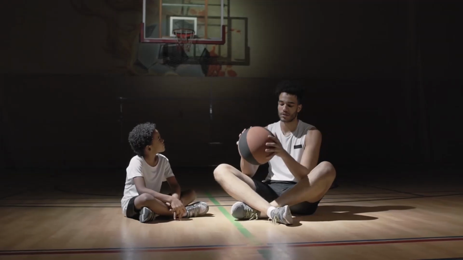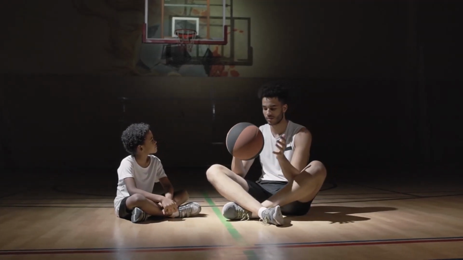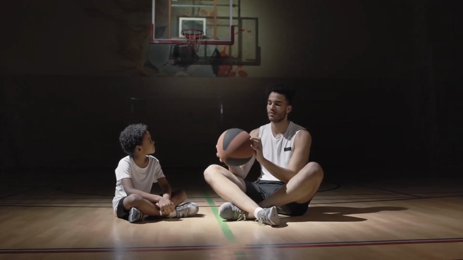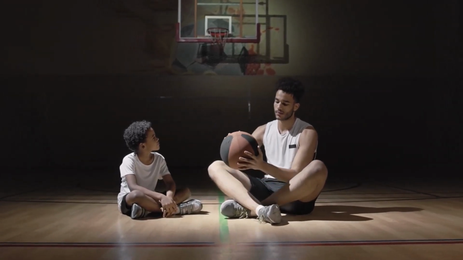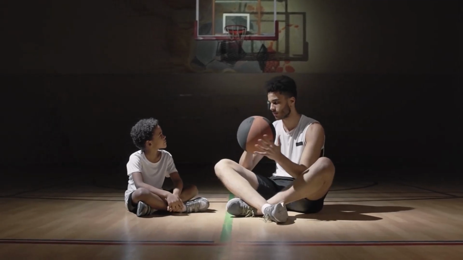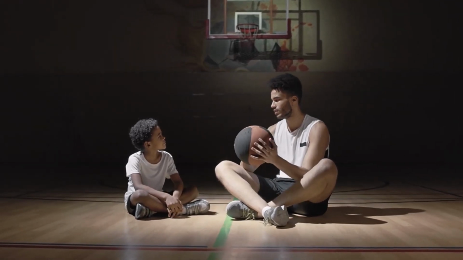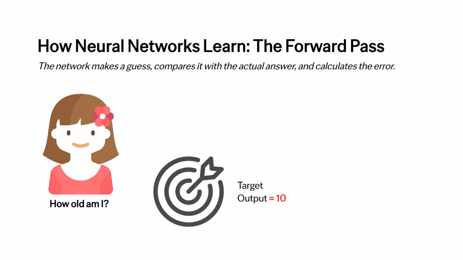performance. Imagine you're teaching a child to throw a ball into a basket. If the ball misses the basket, you give feedback on what went wrong, like you need to throw harder or aim a little higher. The child then uses this feedback to adjust their next throw. Backpropagation works in a similar way for neural networks.